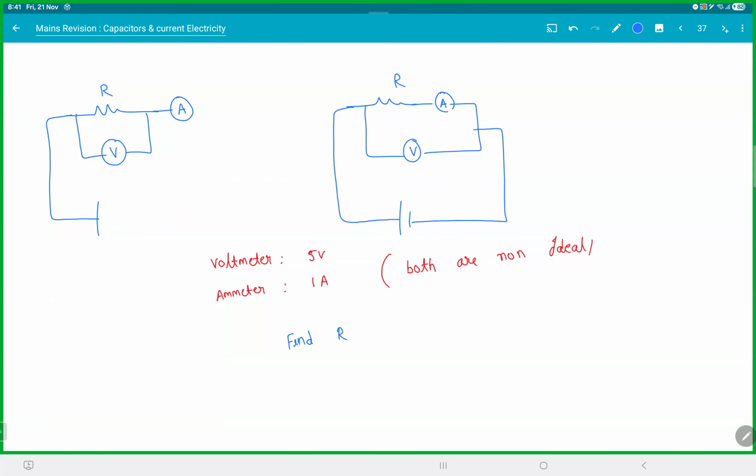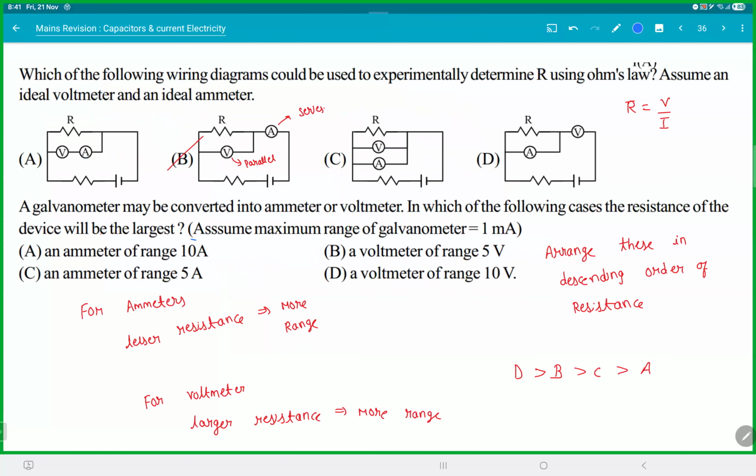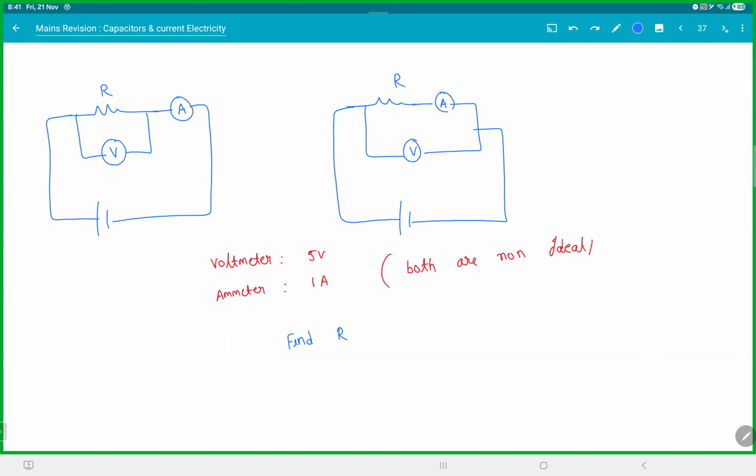These are non-ideal. Tanvi, I'm asking the resistance of the device only. There is no external resistance here. Here we are comparing resistance of the ammeter, resistance of the voltmeter. You are comparing the resistance of the device. You're not keeping something in parallel or series. What is an ammeter? A galvanometer plus shunt resistance together is called an ammeter. Don't get confused between galvanometer and ammeter. You construct everything from galvanometers. Galvanometer is the fundamental unit.